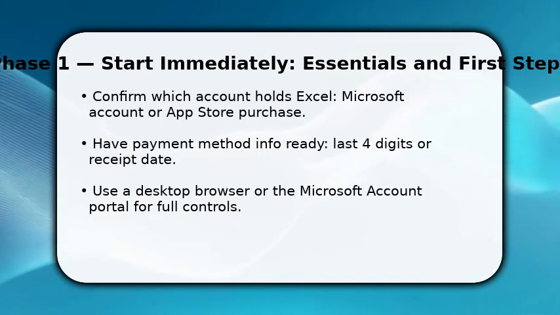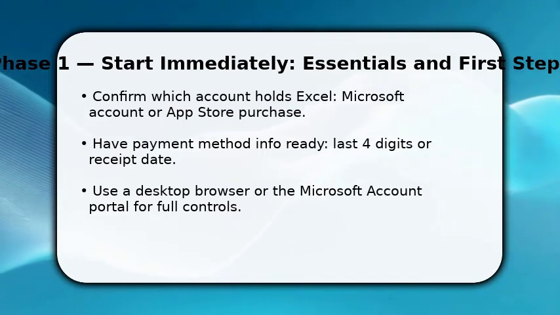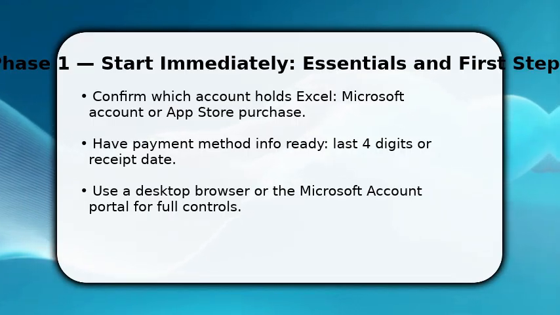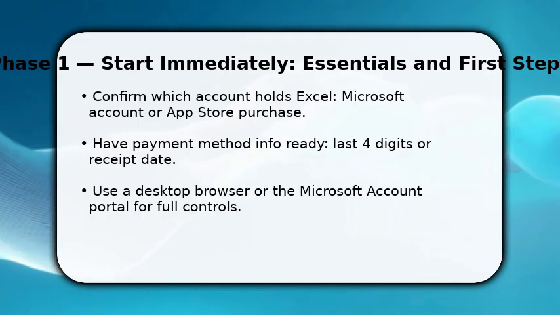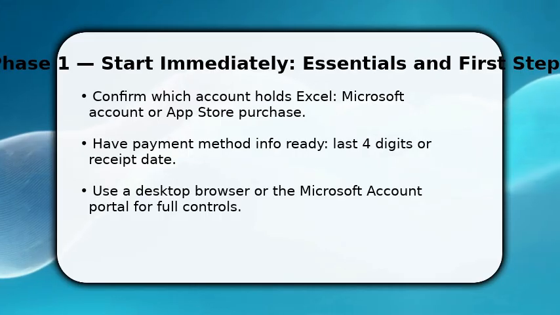You start by signing into the account that owns the Excel subscription because you cannot cancel a subscription from the wrong profile. Once signed in, navigate to Services and Subscriptions in the Microsoft account. This is where billing and active products are listed. Make sure to note the renewal date and any trial end dates, since those determine proration or refunds.